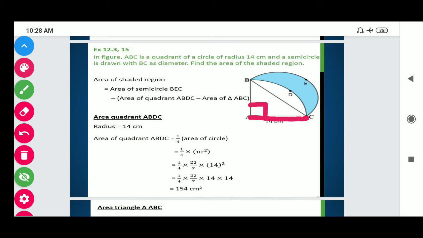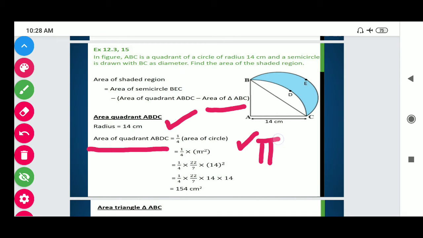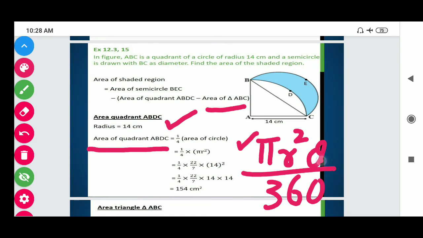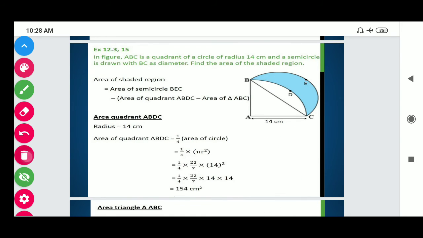And after that find the area of triangle ABC. This is a right angle triangle. Its formula is half into base into height. Radius is 14 centimeter. Area of quadrant ABDC is 1 by 4 of the area of the circle. You can write the formula pi r squared theta over 360. If we put the value of theta as 90 degrees, we get 90 over 360, that is 1 by 4. So by using the values we get 154 square centimeter as the area of this quadrant.